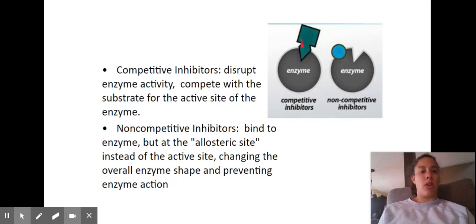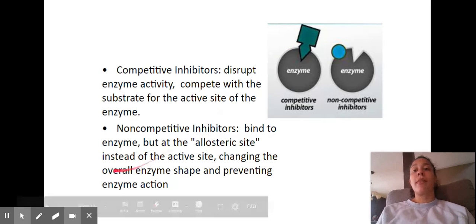Competitive inhibitors will come and lock into place at that active site where the substrate normally would go, and the competitive inhibitor is already here. So the substrate is going to slam into the competitive inhibitor and say, hey, I can't get in here, how rude. But that active site is not available.